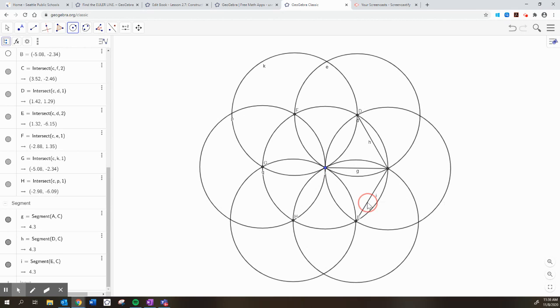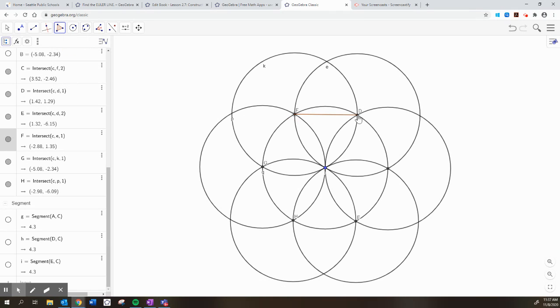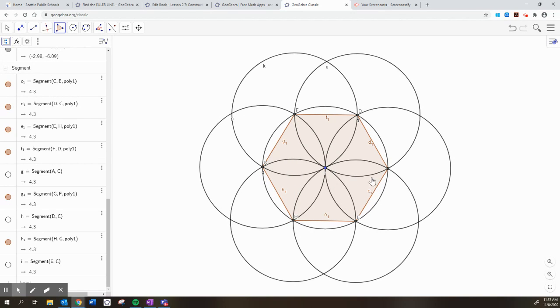And if I hide these segments I made earlier, you can see that you get this neat flower shape. And in this flower shape, all these circles are the same radius. That is the key to making actually lots of different shapes. I could make the hexagon like this. See, I use my polygon tool. Bam, I made the hexagon. It's perfect. It's perfectly inscribed.